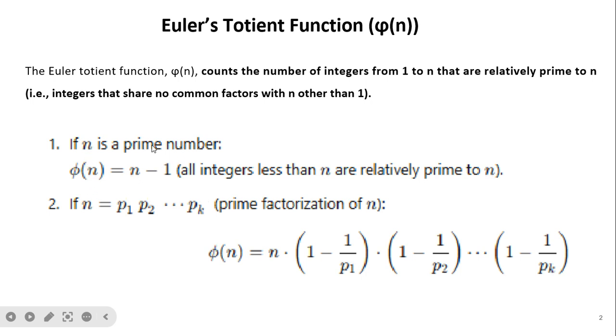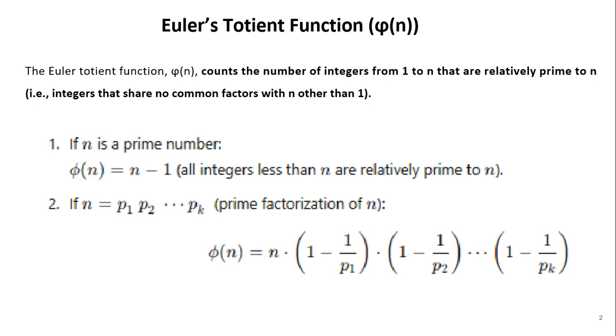When n is a prime number, phi of n is equal to n minus 1. All integers less than n are relatively prime to n. When n can be factorized into different prime factors, we can calculate the Euler Totient function as n, that is the original number n, times (1 minus 1/p1) times (1 minus 1/p2) and so on, up to (1 minus 1/pk).